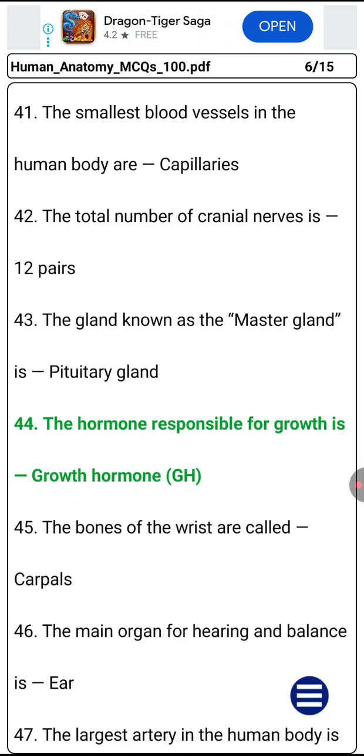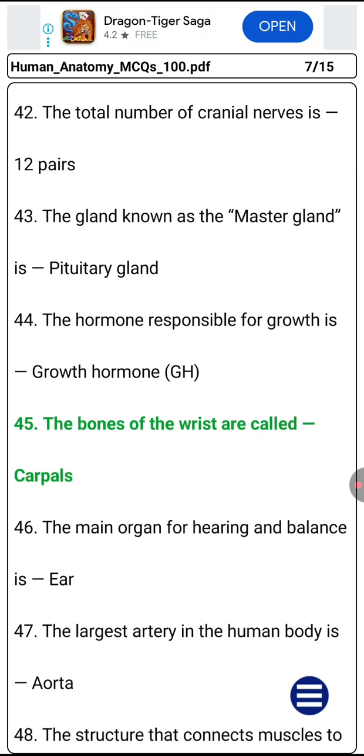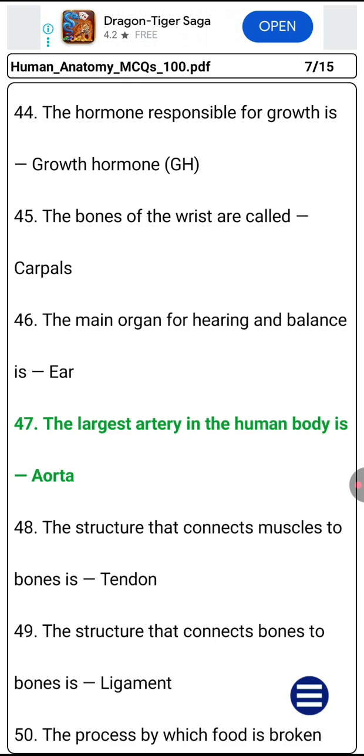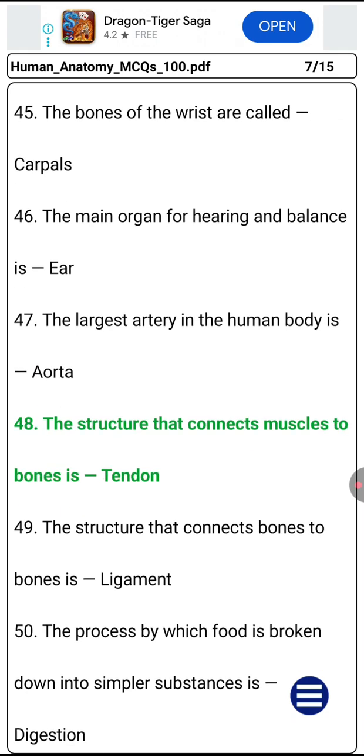44. The hormone responsible for growth is growth hormone, GH. 45. The bones of the wrist are called carpals. 46. The main organ for hearing and balance is ear. 47. The largest artery in the human body is aorta. 48. The structure that connects muscles to bones is tendon.